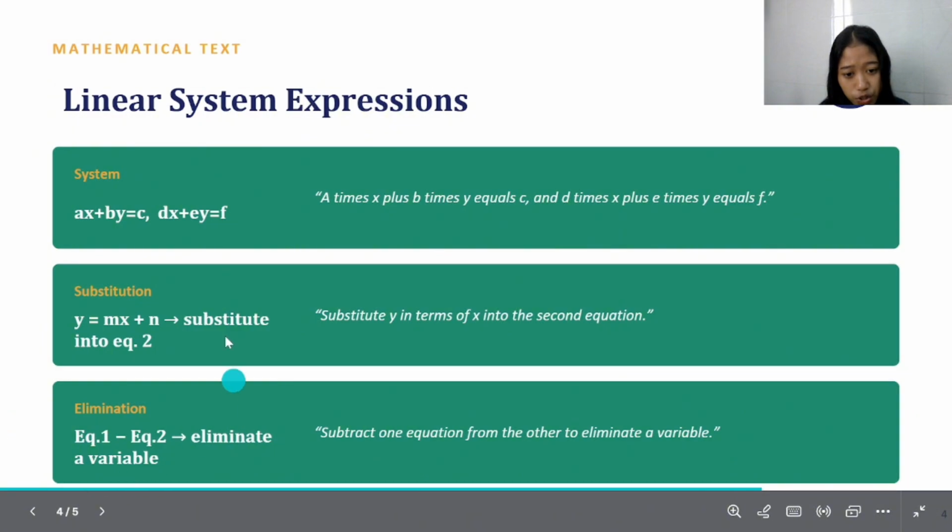Both substitution and elimination are commonly used methods for solving linear equation systems. The choice of method depends on which one makes the problem simpler and easier to solve.